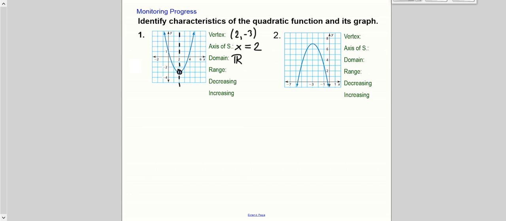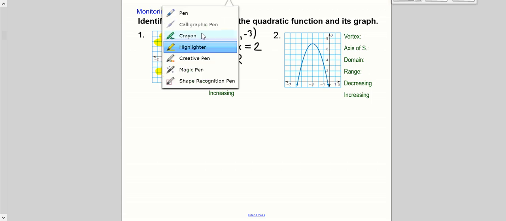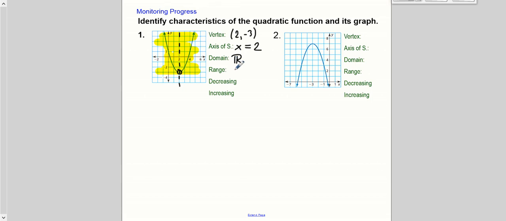The range, what do the y values do? The y values go from here up. We need all of these y values from here up. And the parabola keeps going up, so we even need numbers above that. So that's all the numbers of y that are greater than or equal to what number? Negative 3. You can see this number is the y value of the vertex.